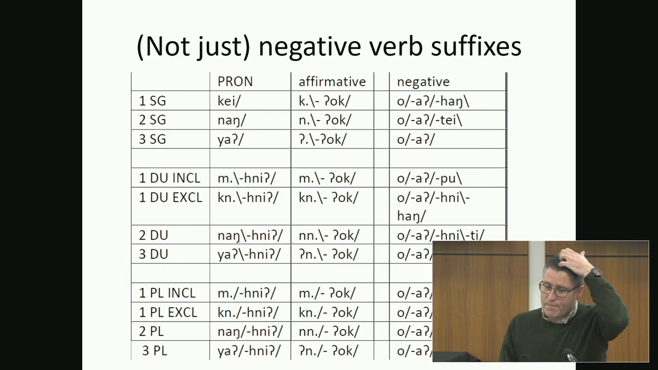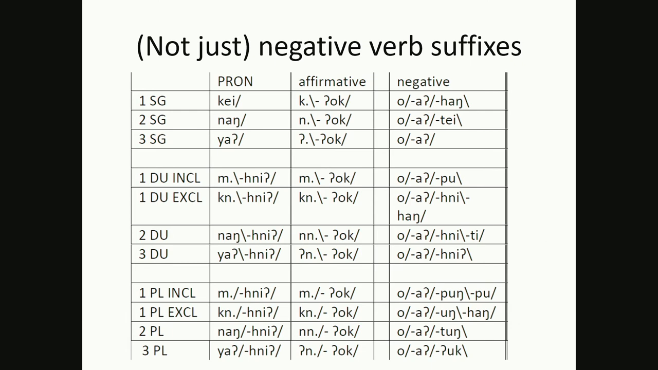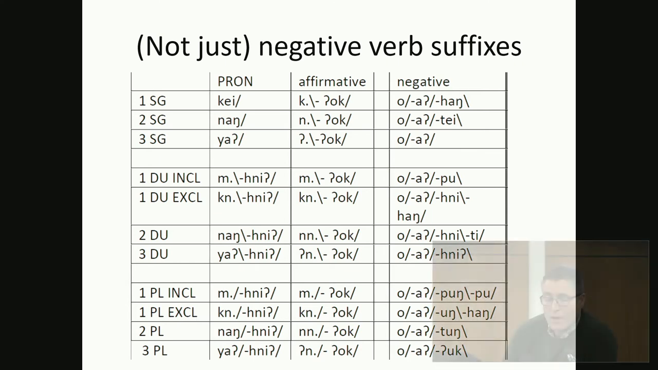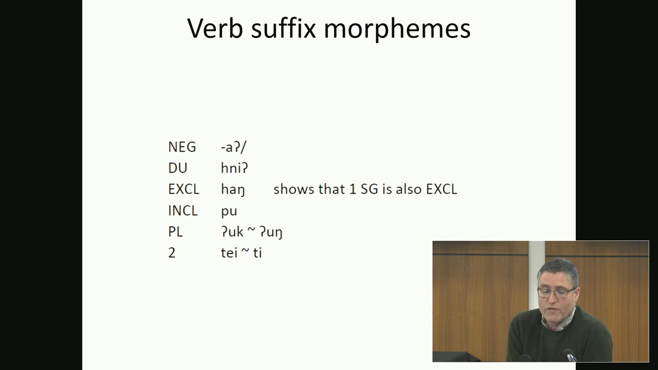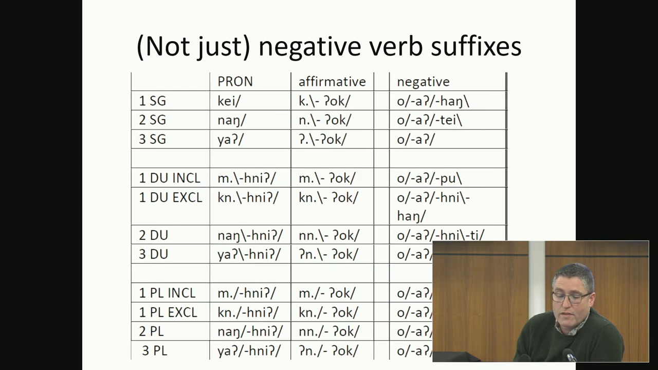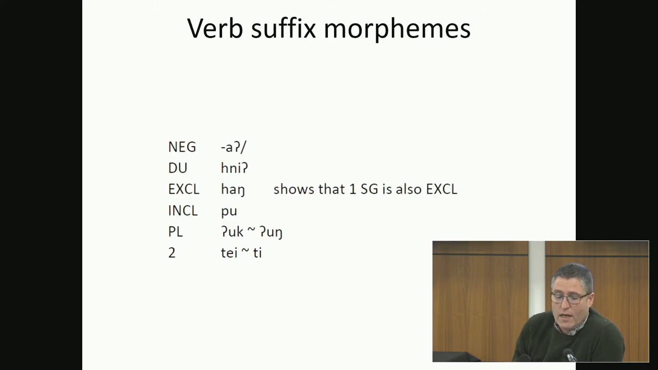Right, okay, and some we find in negative verbs, so negative verbs being perhaps the more conservative forms, but not just in negative verbs, we find these verb suffixes after the verb, where the pronoun prefix marking is not present, we can have these suffixes which show us number and person, and these compound suffixes. If you strip out what's there, these are the morphemes that seem to be there. So we have a negative morpheme, a dual morpheme, an exclusive morpheme, which shows us also that one singular is exclusive, which is kind of nice, an inclusive morpheme, plural morpheme.